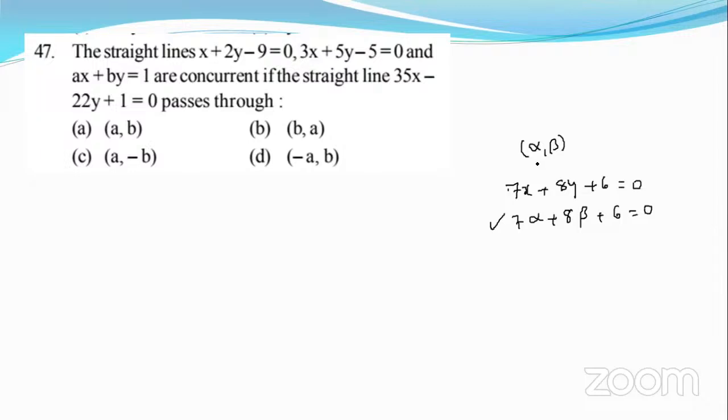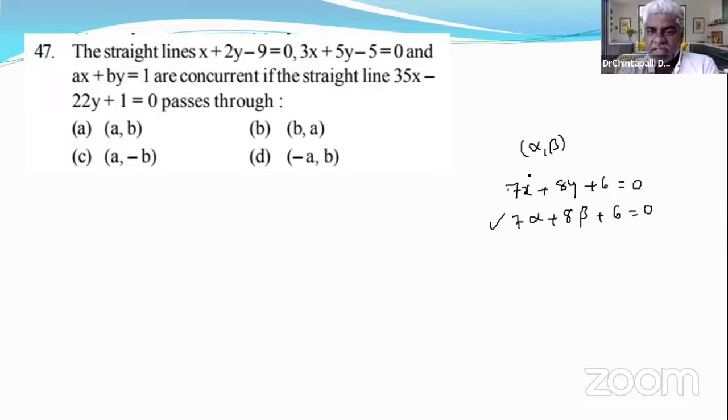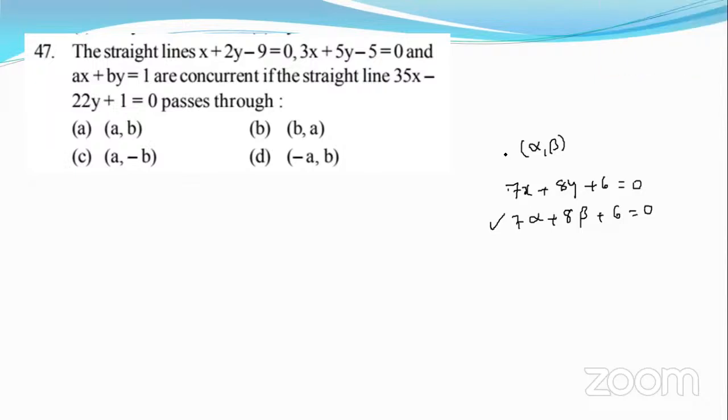As we know, if alpha comma beta is on the line, or the line 7x plus 8y plus 6 is equal to 0 passes through the point alpha comma beta, then we can plug in alpha comma beta in that equation. The result is 7 alpha plus 8 beta plus 6 is equal to 0, right? Conversely, if we have the statement 7 alpha plus 8 beta plus 6 is equal to 0, our comment is, the line 7x plus 8y plus 6 is equal to 0 passes through the point alpha comma beta, right? Same idea is used to answer this question.